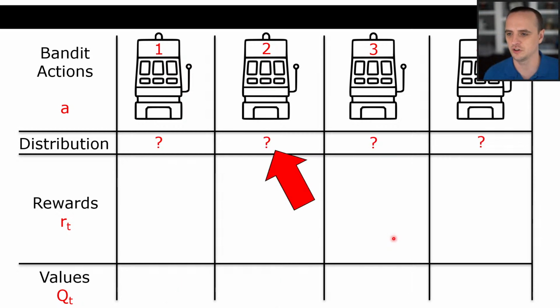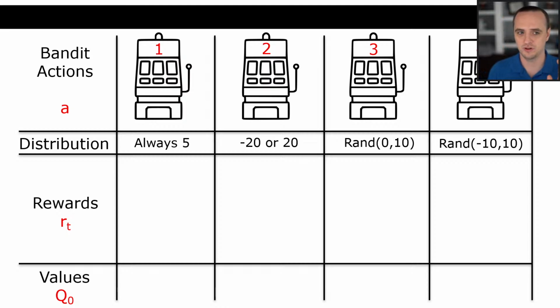The first thing we're going to look at is the distribution. The distribution means essentially what is the function that is returning rewards from these slot machines. They could be completely different. For example, I've made up some sample distributions here. This slot machine, if I pull that lever, it's always going to give me 5. It's a pretty weird slot machine, but it's always going to give me 5. This one is either going to give me negative 20 or positive 20. This one is going to give me a random number between 0 and 10. And this one over here is going to give me a random number between negative 10 and 10.